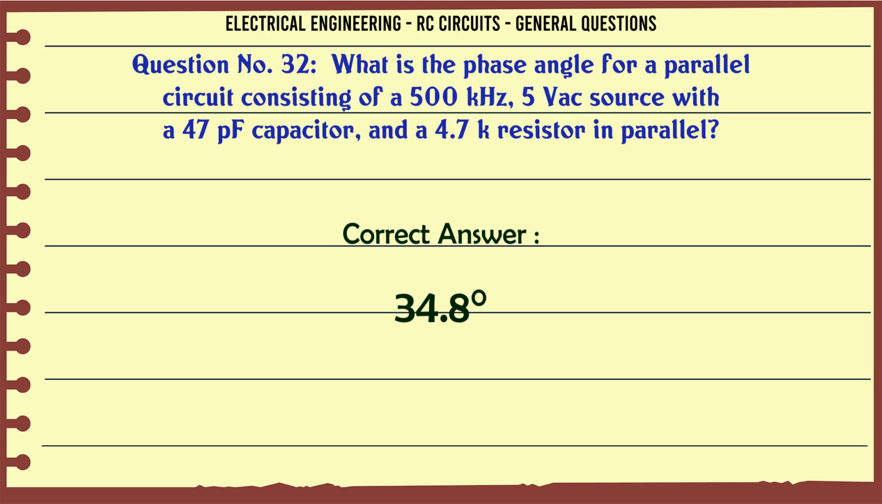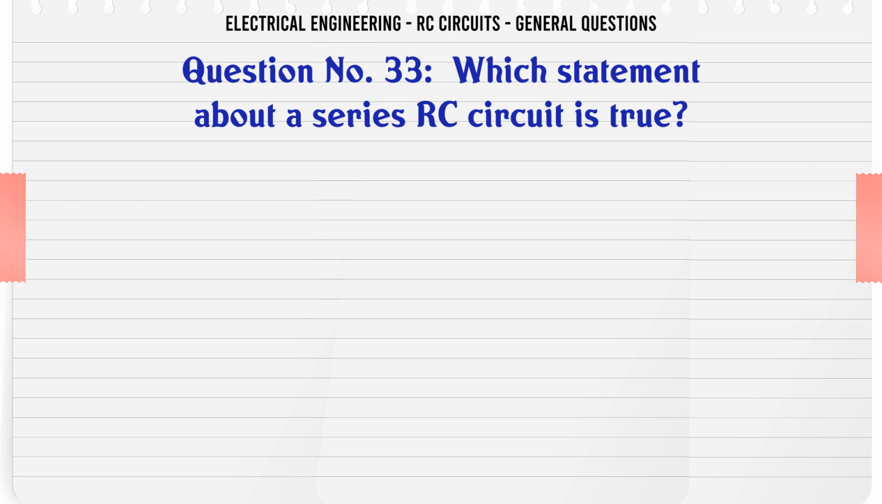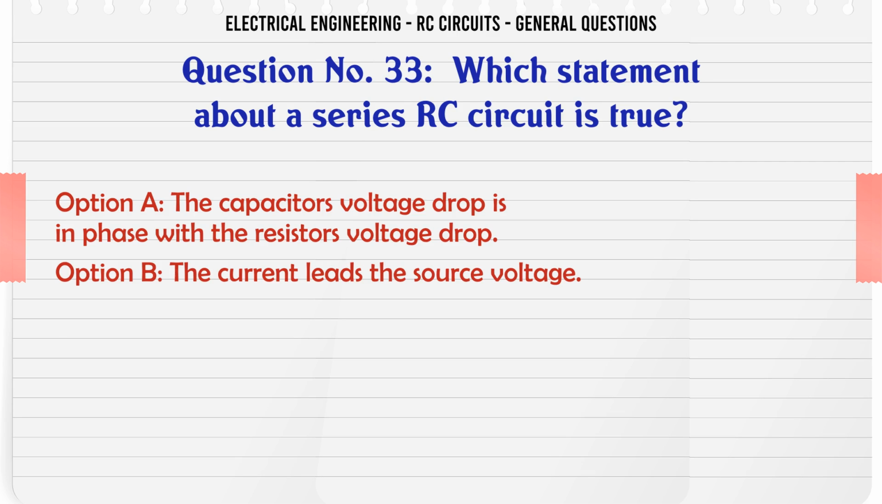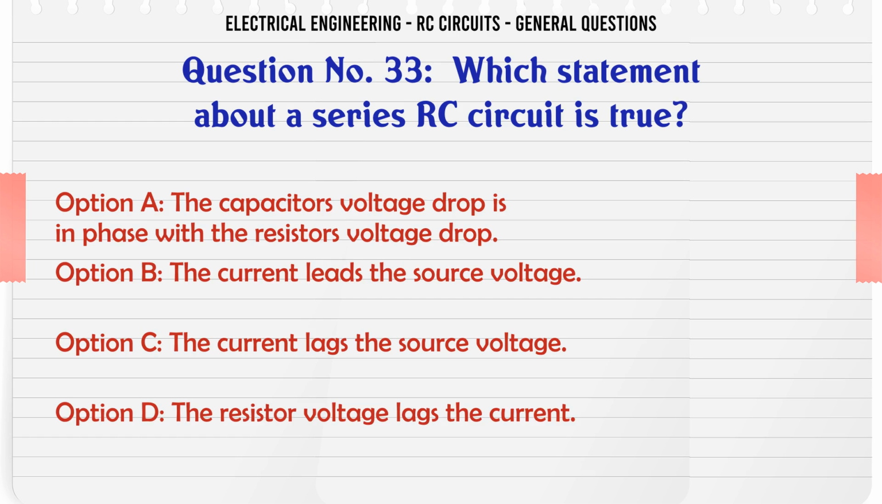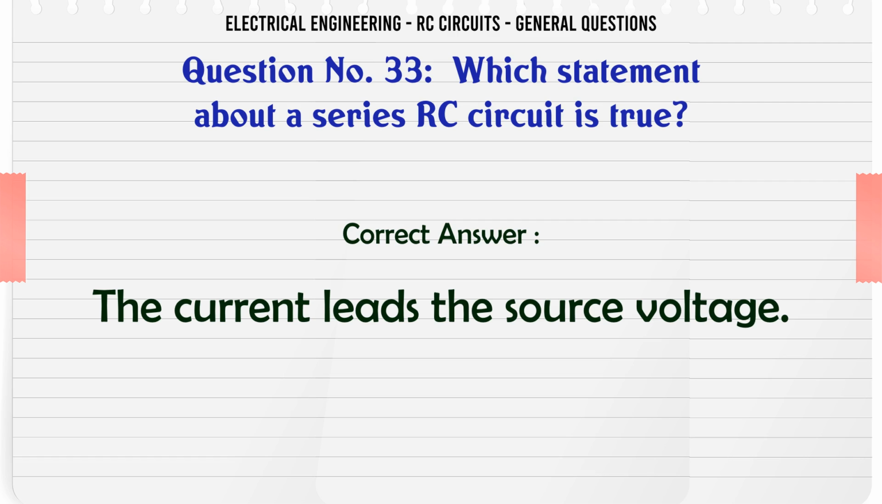Which statement about a series RC circuit is true? A, the capacitor's voltage drop is in phase with the resistor's voltage drop. B, the current leads the source voltage. C, the current lags the source voltage. D, the resistor voltage lags the current. The correct answer is the current leads the source voltage.